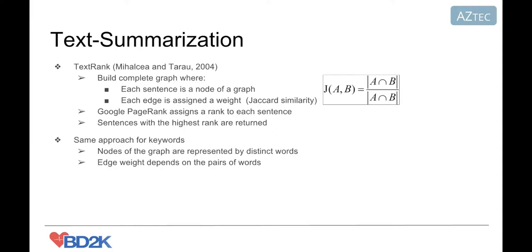And the same approach can be used to identify the most relevant words in the text. So we can use this approach to find tags in the description. And in this approach, nodes of the graph would be represented by the distinct words, and the weight of each edge depends on the pair of words that occur together within a certain distance.